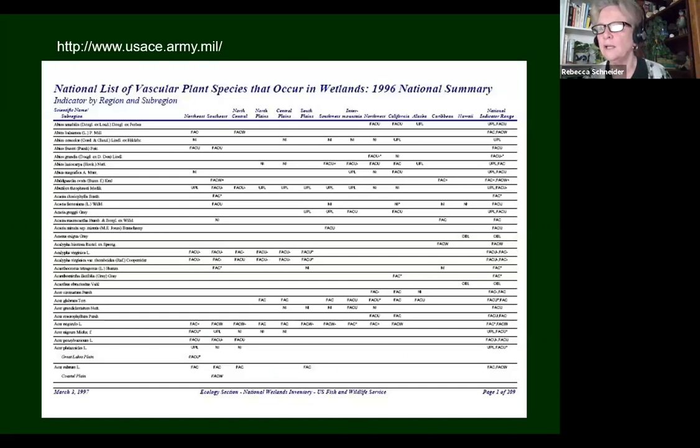This is what it looks like from the 1996 summary. And that's just the A's for Acer rubrum, red maple, by region and whether or not they're facultative upland, facultative wetland, obligate, or whatever. And so you can actually learn a lot about what plant species can deal with, and it's useful. You can use this to help do restorations. You can use it for a rain garden design. It's a really powerful database.